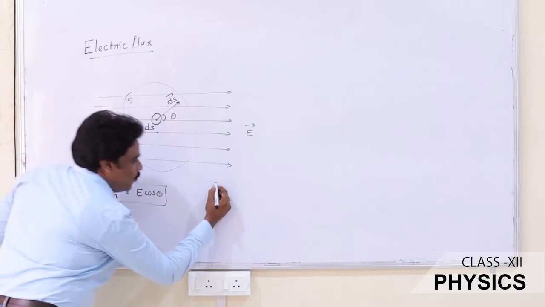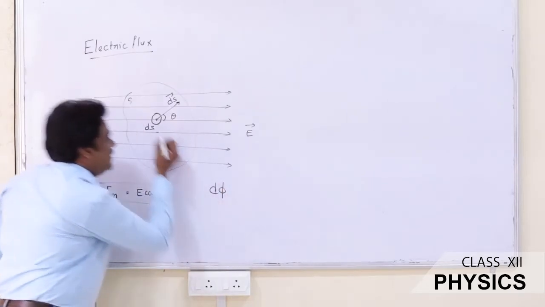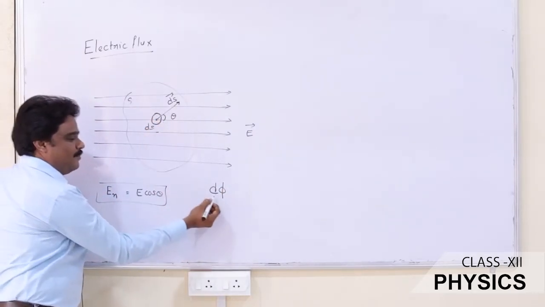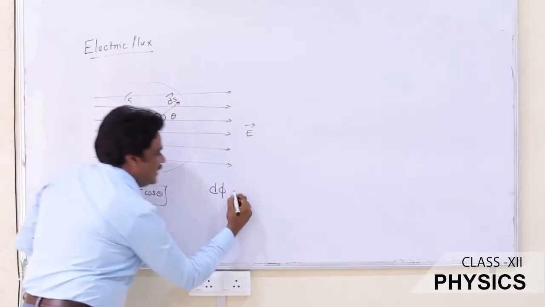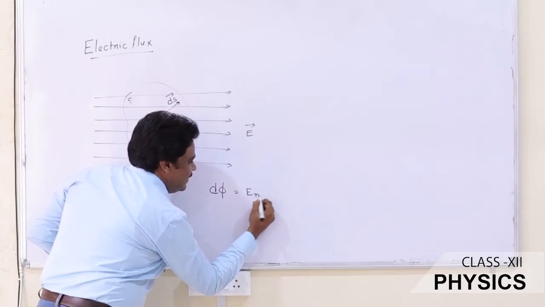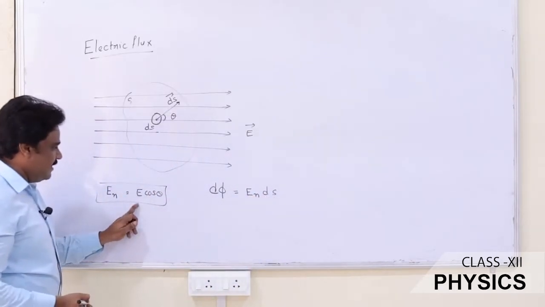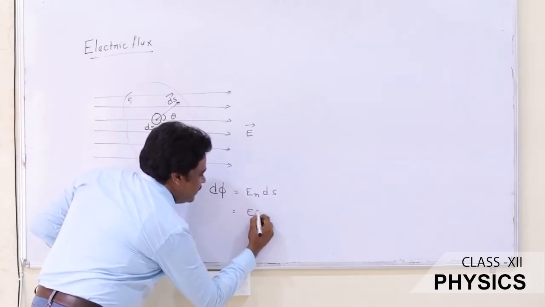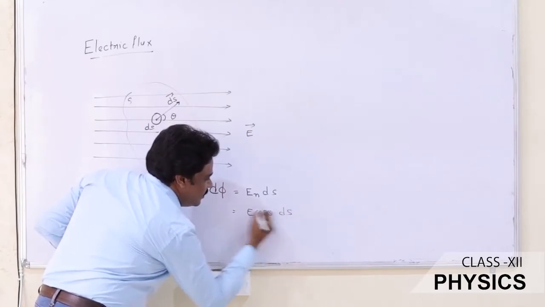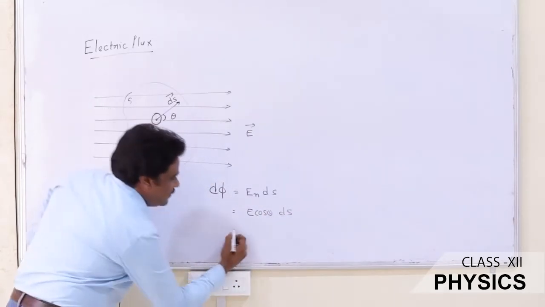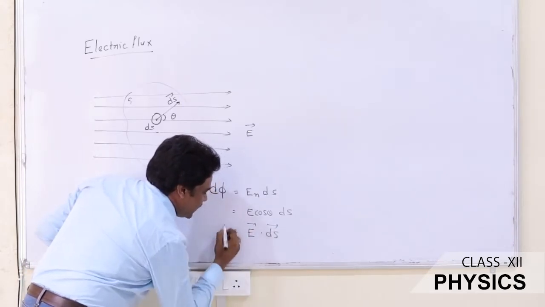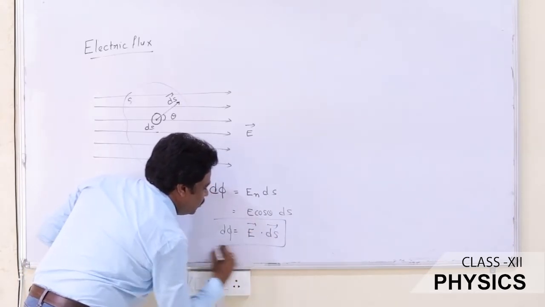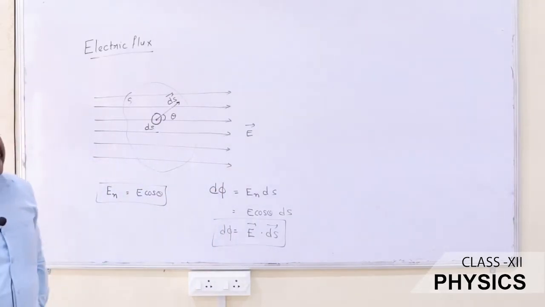Now I can get what is the small flux. Obviously it is a small elemental area. So the small flux flowing through this small elemental area ds can be written as En ds. So En is E cos theta, so E cos theta ds, and obviously cos theta comes from the dot product. So it can be written as E vector dot ds vector, that is d phi is equal to E vector dot ds vector.